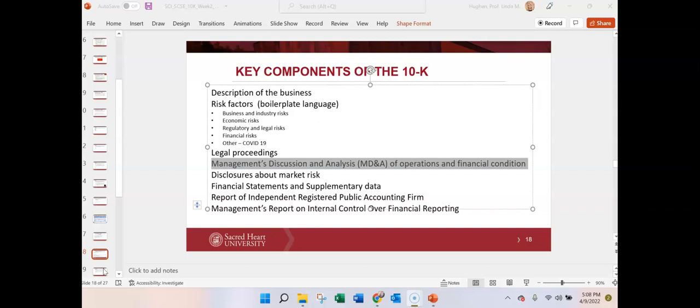There are disclosures. All companies are going to have disclosures about market risk, the financial statements, and supplementary data. And by supplementary data, what we mean is the footnotes. Report of the independent public accounting firm, and management's report on internal control over financial reporting. So we'll take a look at some of these as we continue.